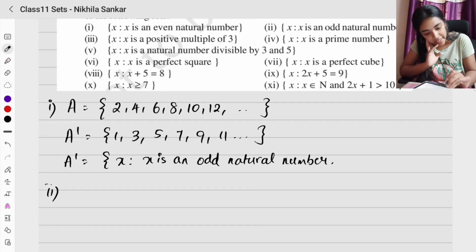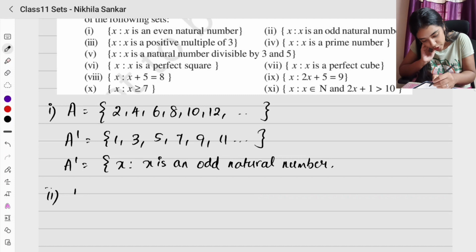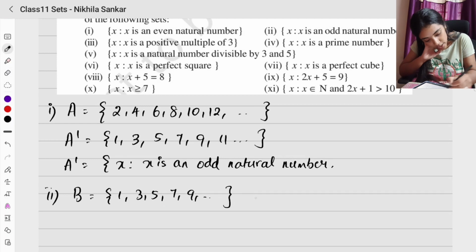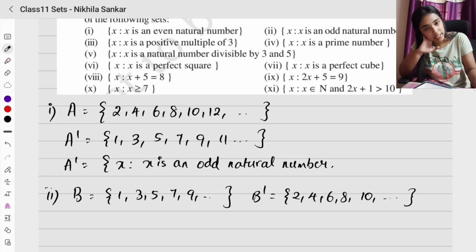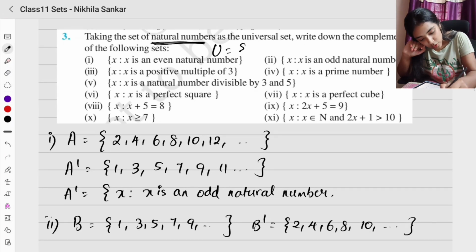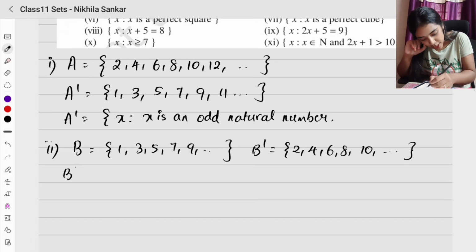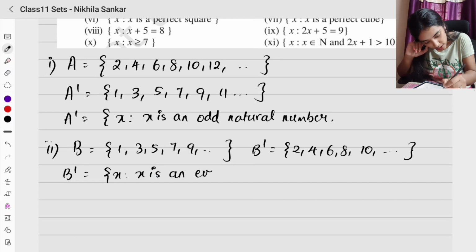Okay. Second subsection, I have x is an odd natural number. So I'm going to take the set B to be odd natural numbers. So 1, 3, 5, 7, 9 and so on. So my B dash is going to be even numbers. So 2, 4, 6, 8, 10 and so on. Correct? The universal set is going to be all natural numbers. You have to understand: the universal set is going to be all natural numbers, 1, 2, 3, 4, 5, 6 and so on. So what is my B dash? B dash is going to be x such that x is an even natural number.